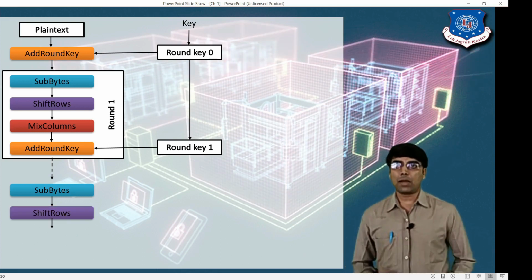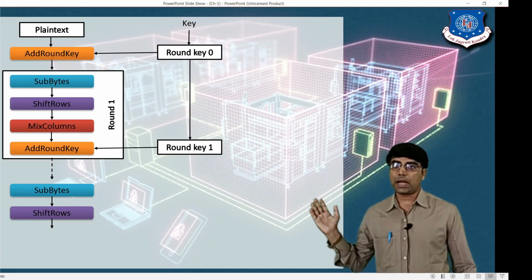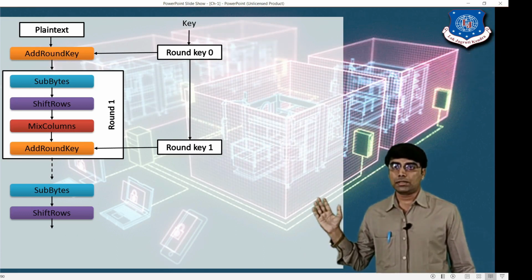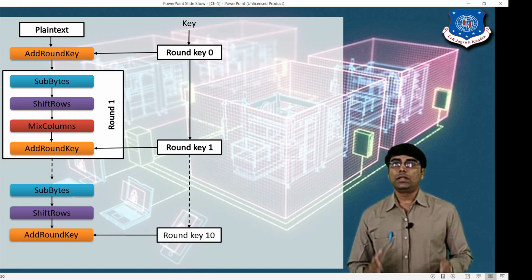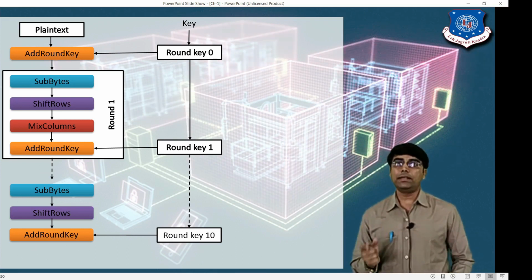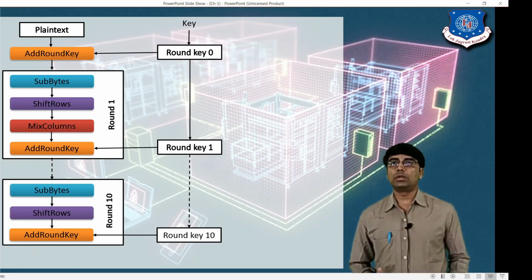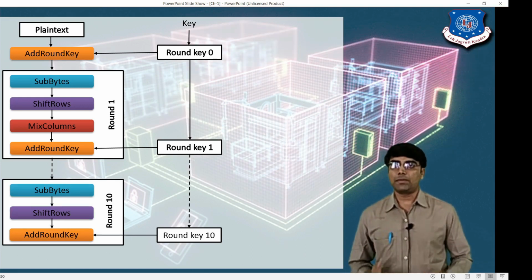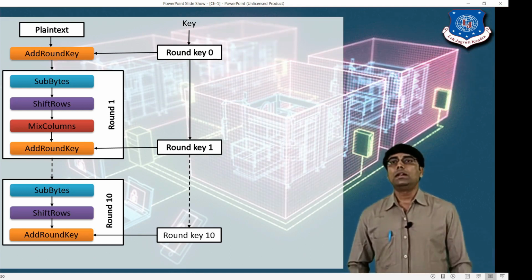Now in the last round we cannot consider the mix column. In the last round we are considering the subbyte, shift rows, and the add round key. After applying the last round, it generates a 128-bit ciphertext. And again here we are inputting the round key 10. So this is all about the round operation. It means what type of operation will be carried out in rounds 1 to 9.